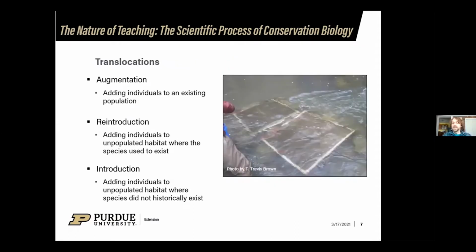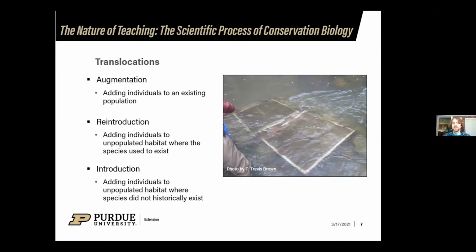And when you're ready to release animals into the wild, this is called translocation. And all translocation is moving a species from one place to another. And there's different categories of translocations. There's augmentations, which is adding individuals to an already existing population. So usually to increase a number of animals if they just have a small population.